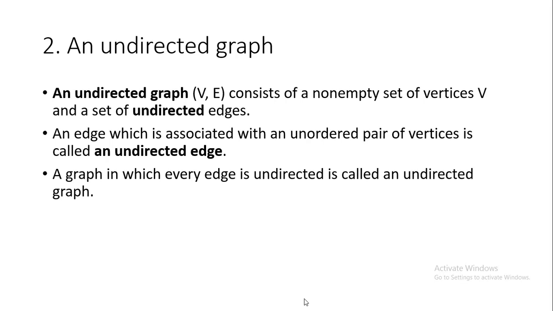Next, a graph in which every edge is undirected is called an undirected graph. In case of directed, a graph in which every edge is directed is called a directed graph. So there is a difference between the directed and undirected graph.